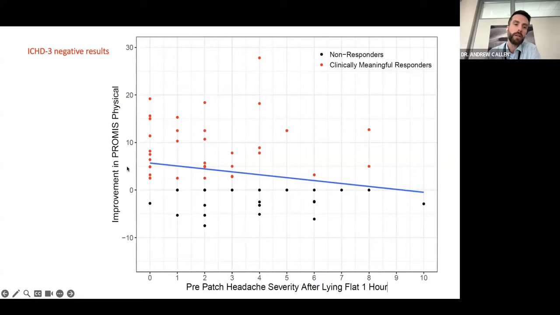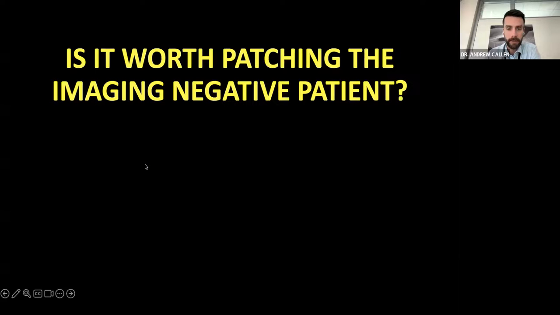The patients who had the most relief in their pre-patch headache severity after laying flat for 1 hour had the most improvement in their global health metrics. So I just want to conclude by saying it could be incredibly frustrating and feel like you're beating your head against a wall sometimes, patching things you can't see. But these patients need us.